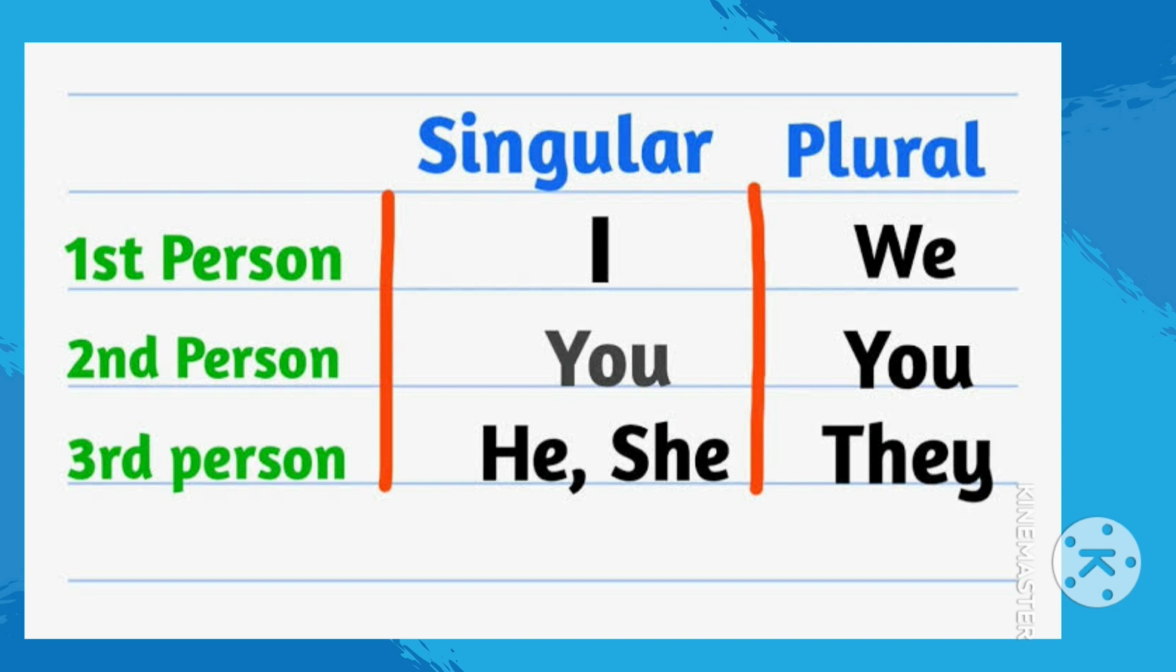Just look at the image, you can see first person, the singular is I, and the plural of I is we. Second person, singular is you, and plural is again you. Third person, singular he, she, and plural is they.